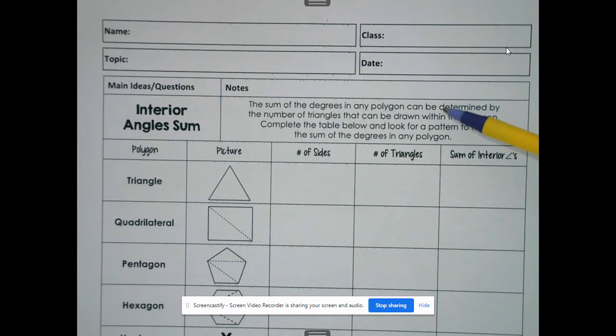All right, what is the interior angle sum? The sum of the degrees in any polygon can be determined by the number of triangles that can be drawn within the polygon. Complete the table below and look for a pattern to find the sum of the degrees in any polygon. So I'll show you how it works the first few here, and then I'll fill in the blanks for the rest of them.